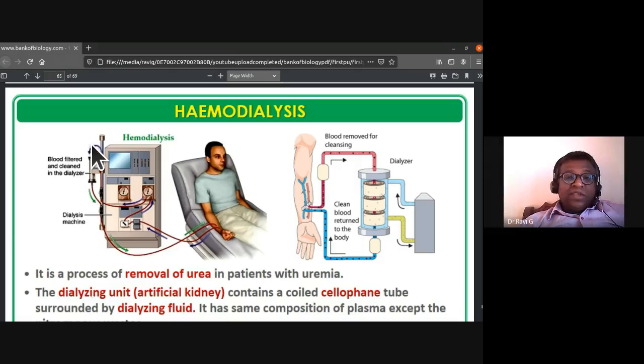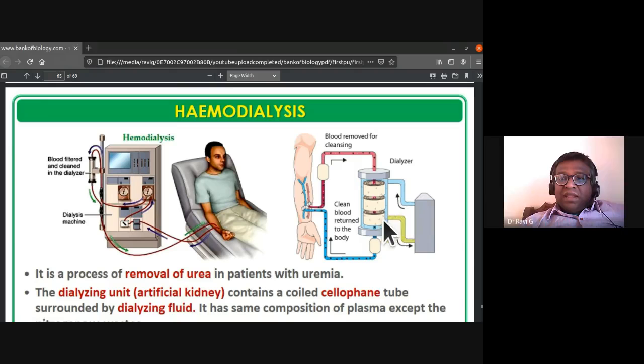So the dialyzing unit or artificial kidney contains a coiled cellophane tube. This is the blood removed for cleansing. They enter the dialyzer, which has a coiled cellophane tube surrounded by dialyzing fluids.